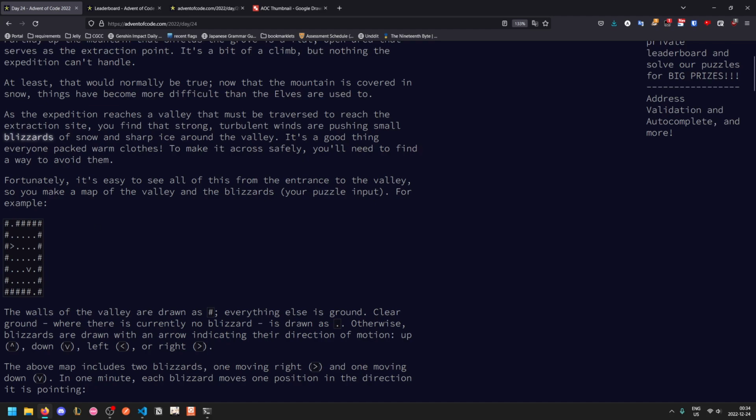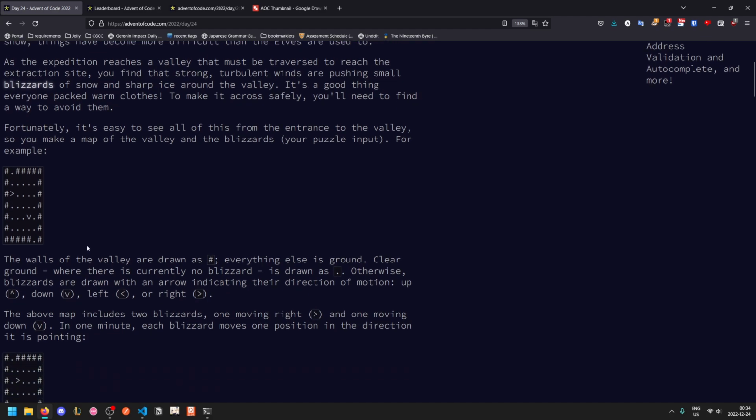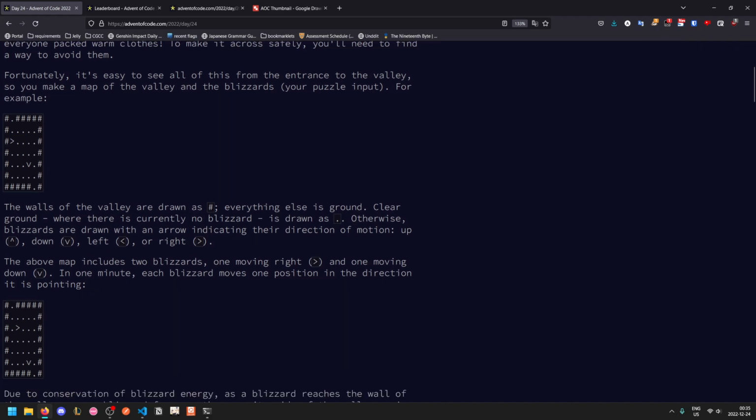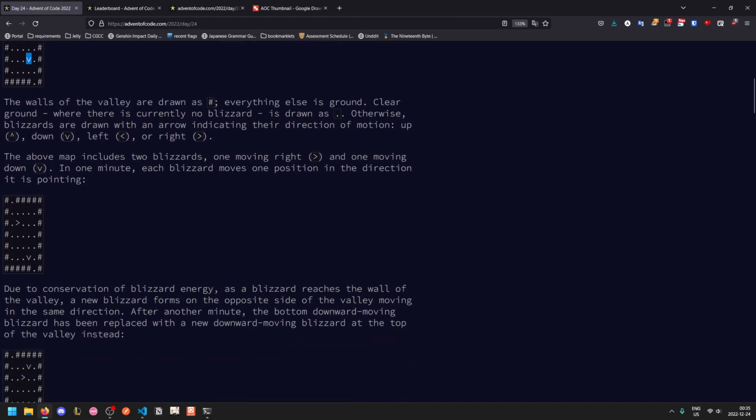So here's our map. We start in the top left here, in this gap, and the bottom right is our destination. These pound signs are the walls in the valley, everything else is flat ground that we can all walk across. Clear ground is drawn as a dot, and otherwise blizzards are marked with a little arrow, indicating the direction of their motion. So here we have two blizzards. This one is going to the right and this one is traveling down. After 1 minute, each of them moves in their appropriate direction once.